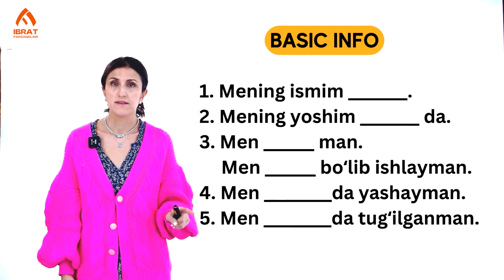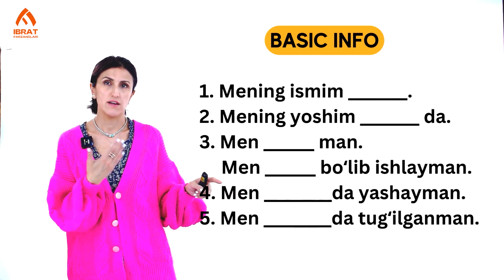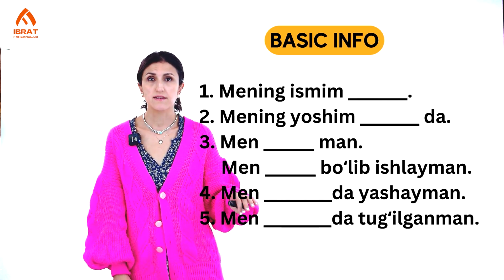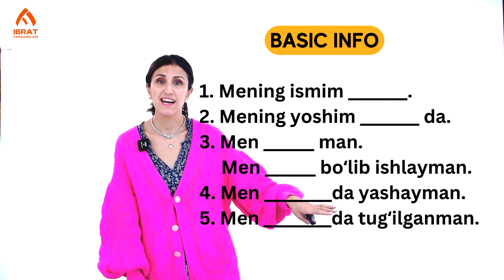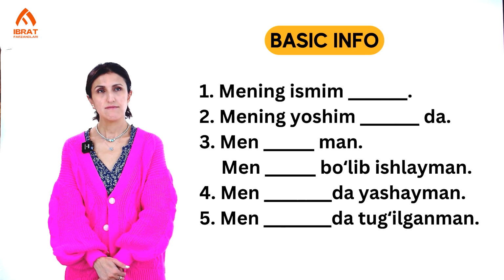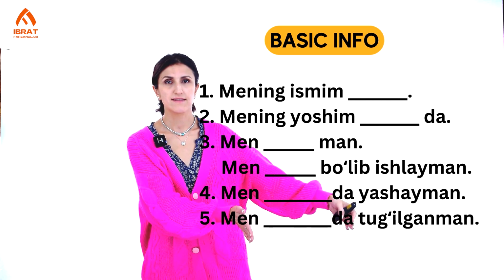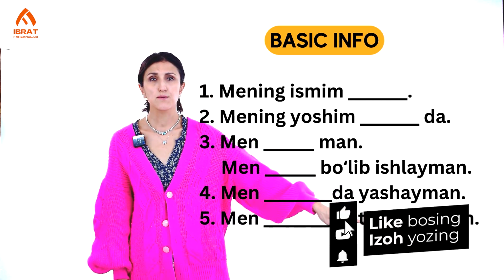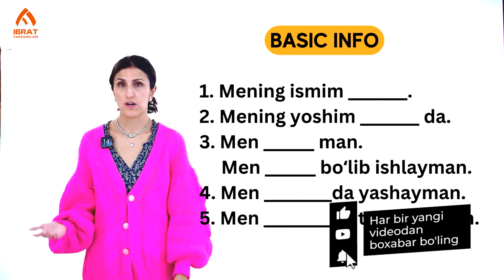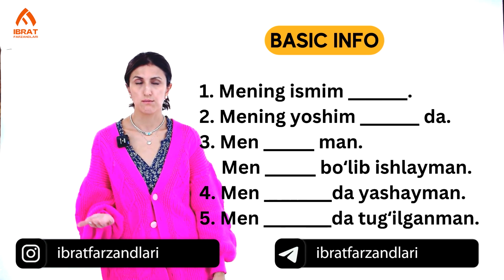Number 4 is where do you live? Which city? You can say your city, or you can name your country of residence. Men Uzbekistan'da yashayman. Now this one, the beginning is similar, but the last word is different. This one means living, and this one means born. The place you were born, or the city you were born, or the country you were born.